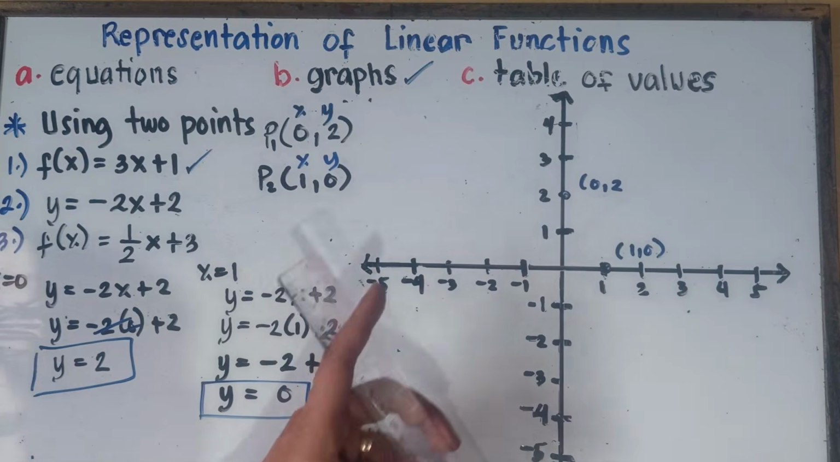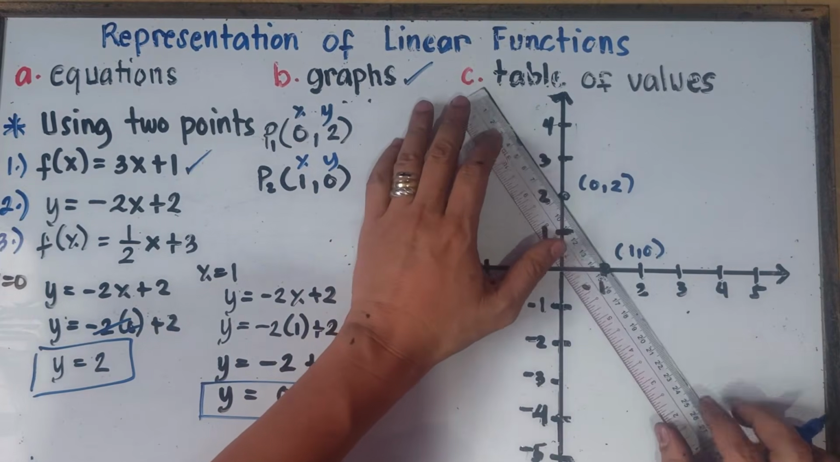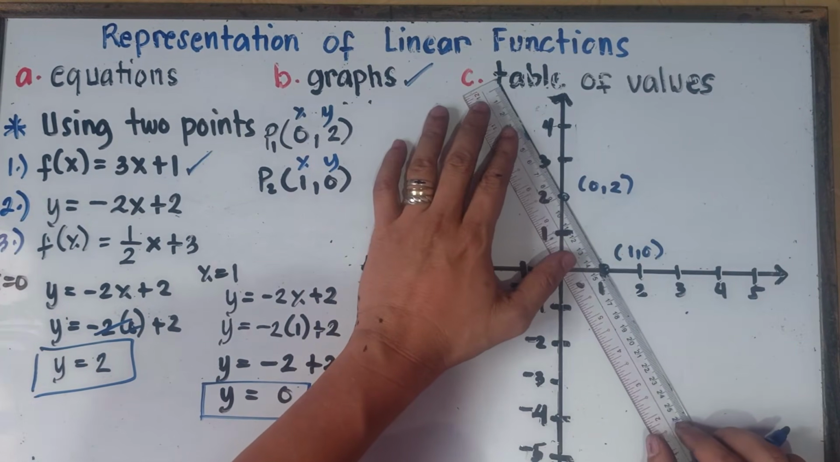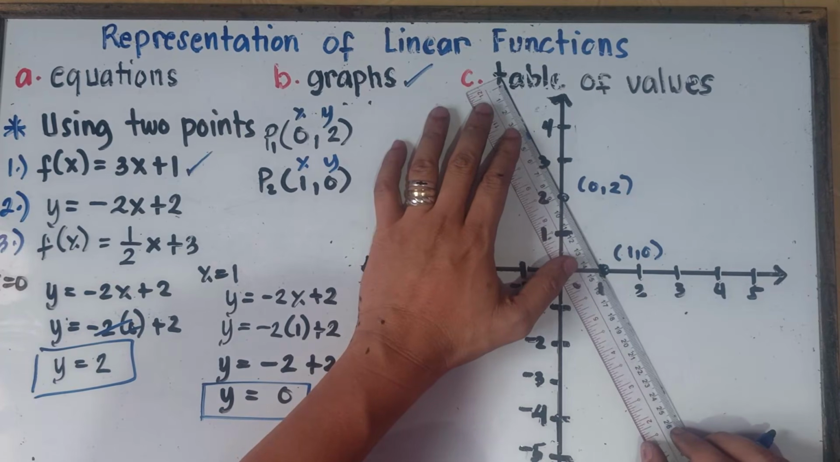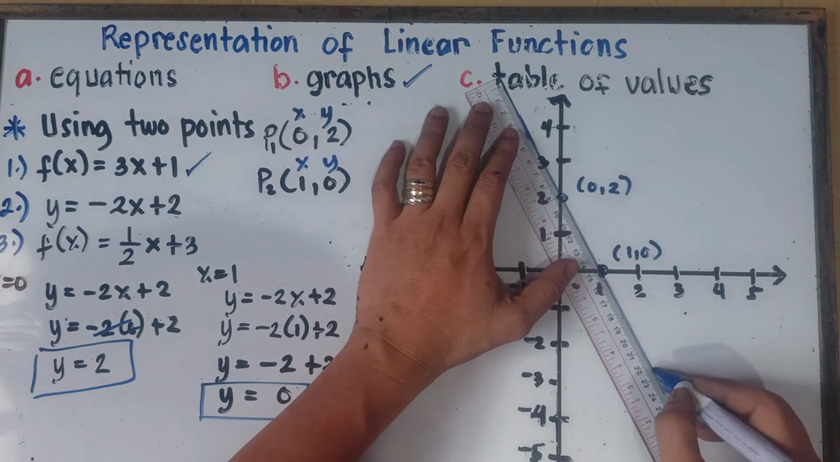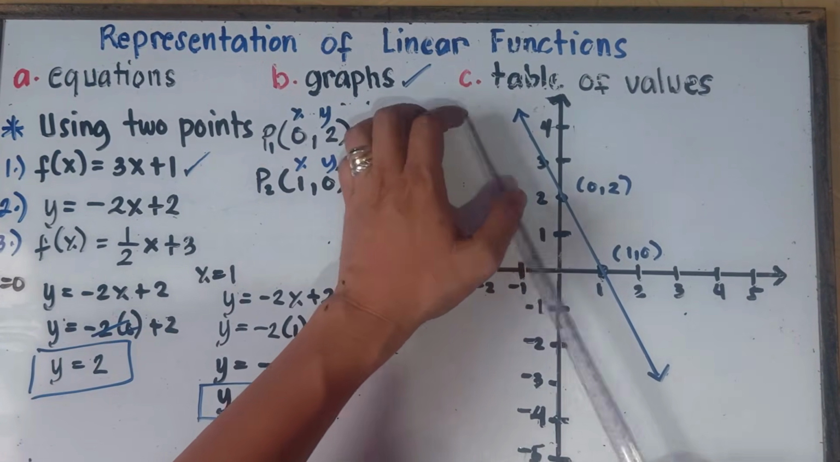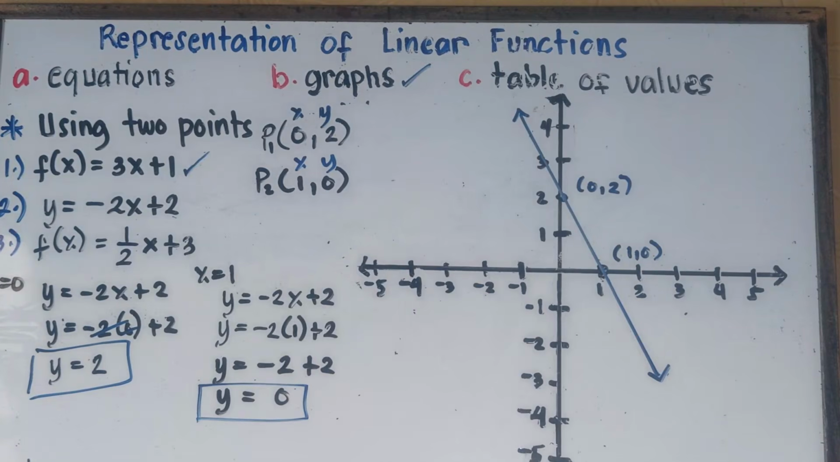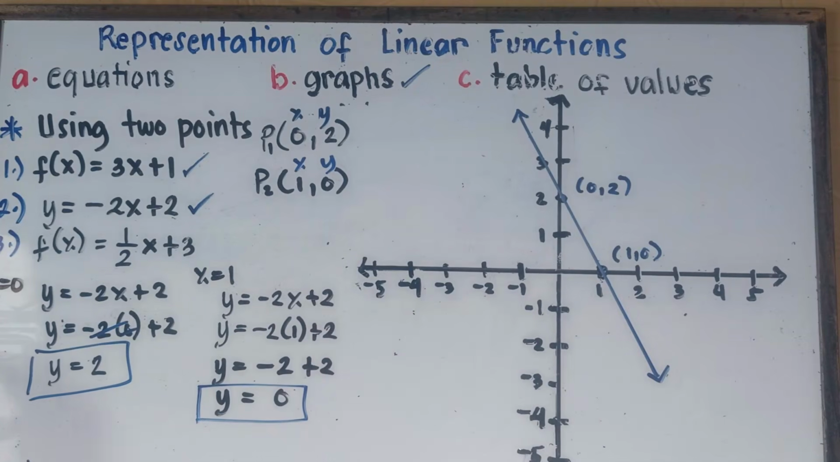And then simply connect the points, and then your O set, class. That's it, class. Simply connect the points and then your O set. Connect that one, class, and then draw a line with an arrow, and then your O set, class. That's how you plot this one, class, with regards to example number 2.